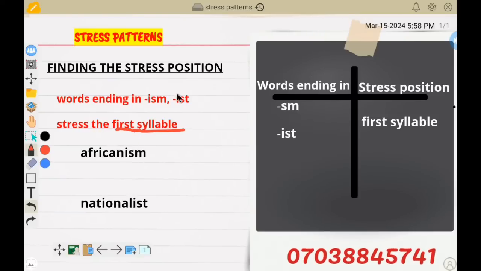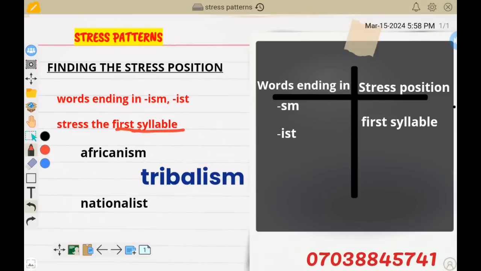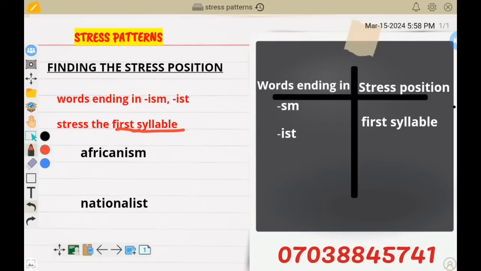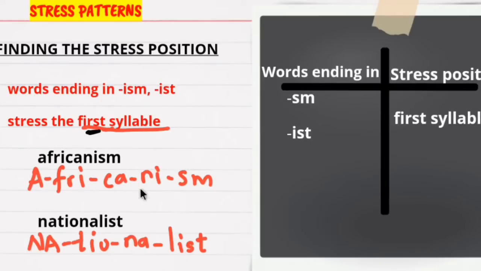Examples of such words whose stress will be on the first syllable are words ending in ISM and IST. We have words like feudalism, socialism, tribalism, nepotism, activist, socialist, nationalist, communism, and other words like that. Let's bring these words into the stress form. We've broken the words into syllabic form. So we have Africanism. Africanism has 5 syllables. Since it is ending in SM, the stress will be on the first syllable, A.